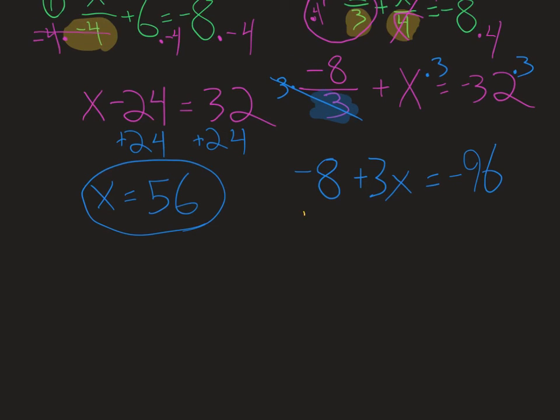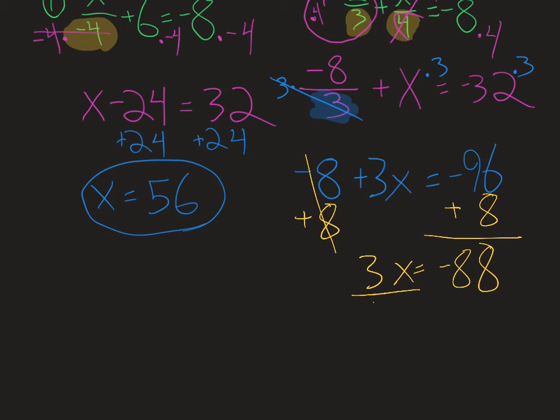Holy cow, there's a lot of 2 steps today. Is that negative 88, I believe? Divide off that 3, and there you go.